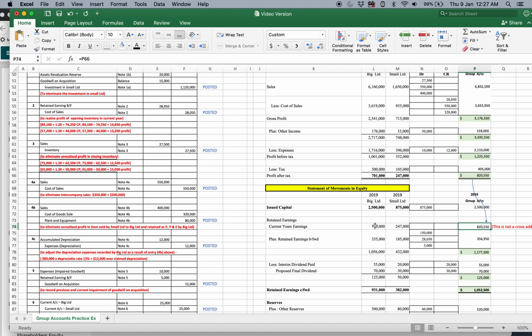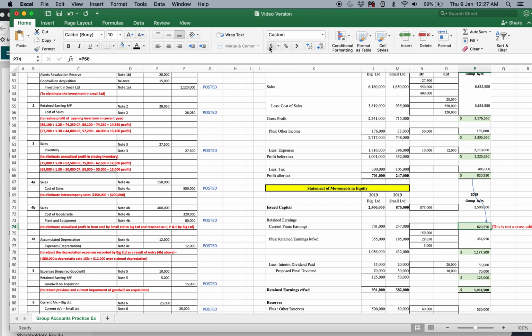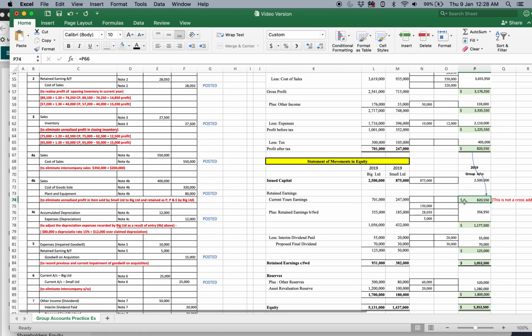This is a tricky one. This isn't a cross add. This one here does not cross add. This one here you've got to bring down the profit after tax from there to there. So that is a slight tricky one. I'll put that in green. I'll put a dollar sign in front of it, which suggests that there's a formula there. Because we're getting rid of all these intercompany things, that plus that does not equal that, so we can't just add across here either. So that's the only thing that we don't cross add.